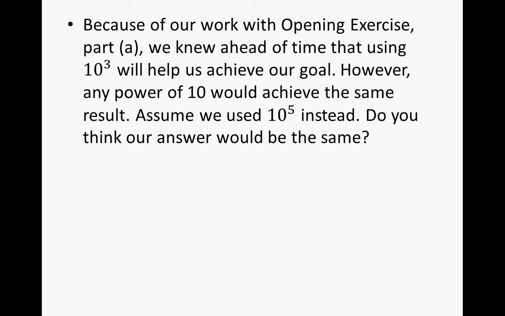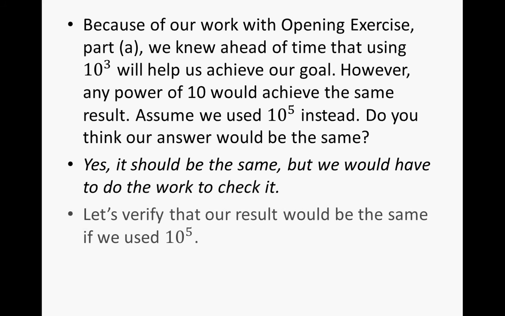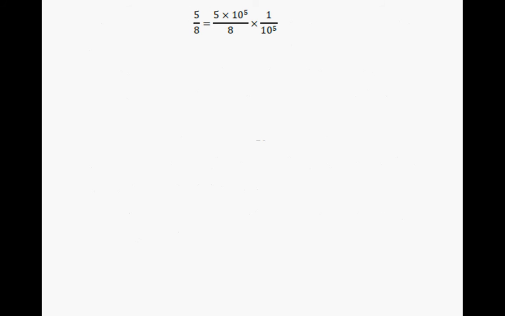Assume we use 10 to the fifth power instead. Do you think our answer would be the same? Well, yes, it should be the same, but we would have to do the work to check it. So let's verify that our result would be the same if we use 10 to the fifth power. Starting off again and multiplying by 10 to the fifth power, and then also its reciprocal, 1 over 10 to the fifth power, we have 500,000 over 8 times 1 over 10 to the fifth power.